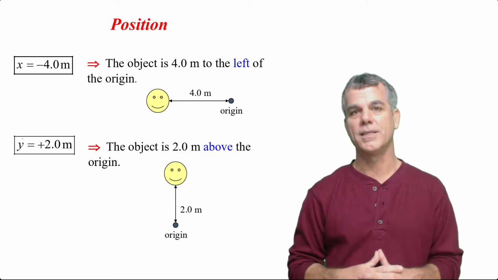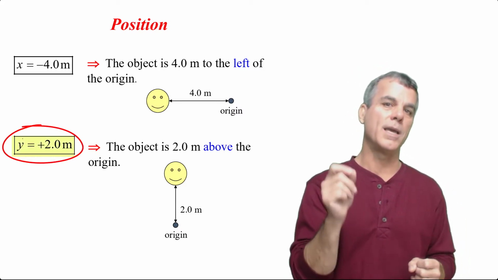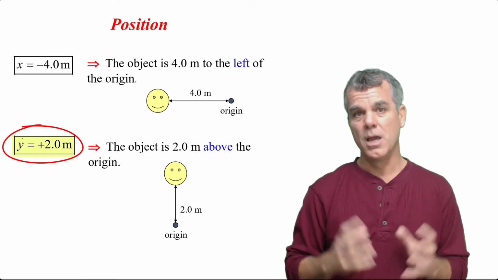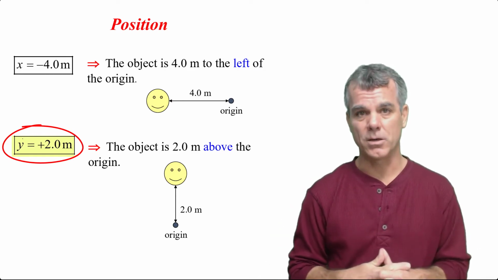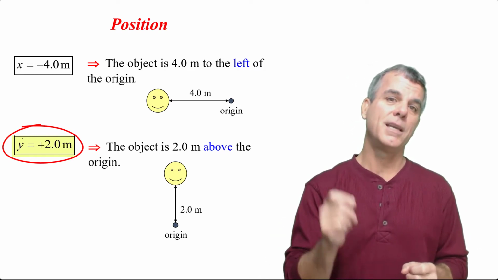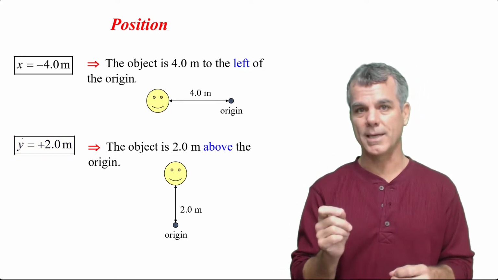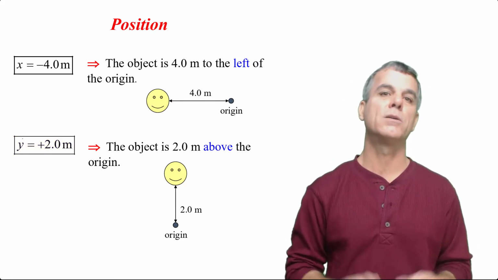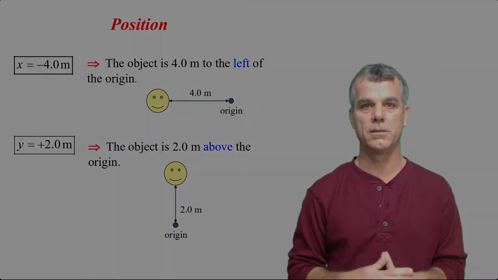On the other hand, if I said I had a position of y equals plus 2 meters, 2 meters is the distance away from the origin, the plus indicates the positive direction in the y-axis, which means I am 2 meters above the origin.